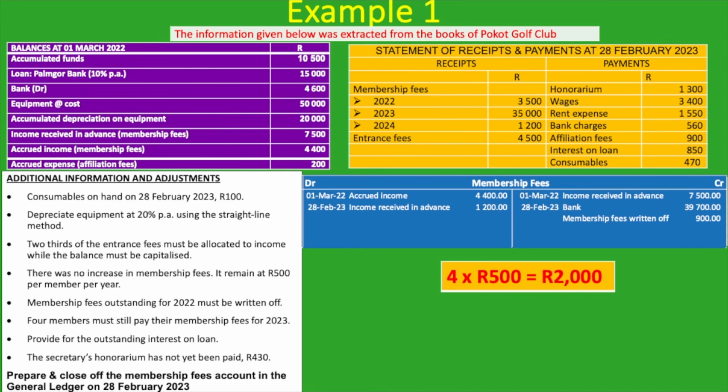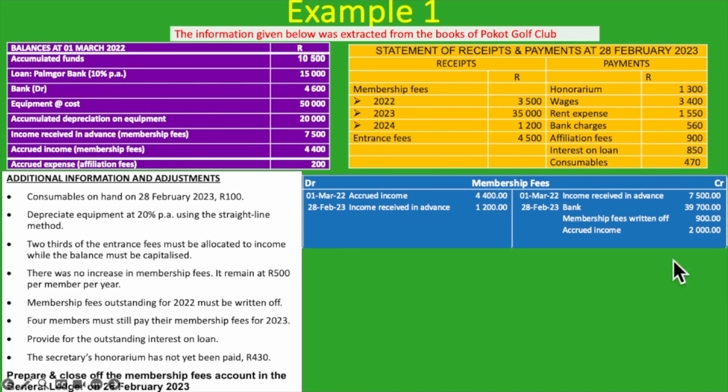So I know that I provided a service to 4 members in 2023, but they have not paid me as yet. What do we call that? We call that accrued income. Accrued income. So what I know is that there are members who owe me for this particular financial year, yet they have not paid me. So I have to put it on the credit side as accrued income. And so there we go, accrued income, 2,000 Rand.